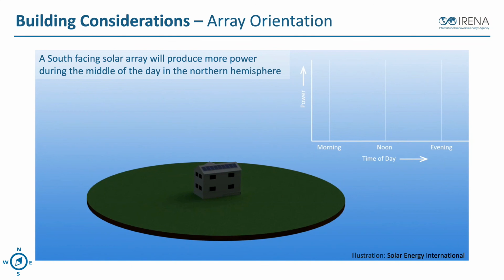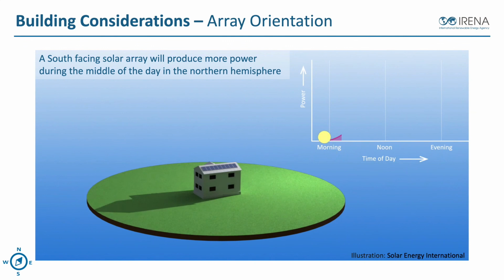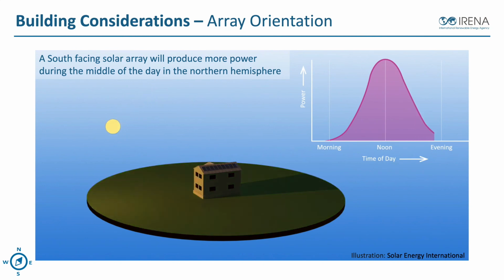Anytime we have an array that faces south, and now in this case we're assuming we're in a northern hemisphere, a south-facing solar array will produce more power during the middle of the day in the northern hemisphere. So that's our normal kind of output curve that we've looked at so far, assuming kind of middle of the day is our peak energy and our power production at the middle of the day.